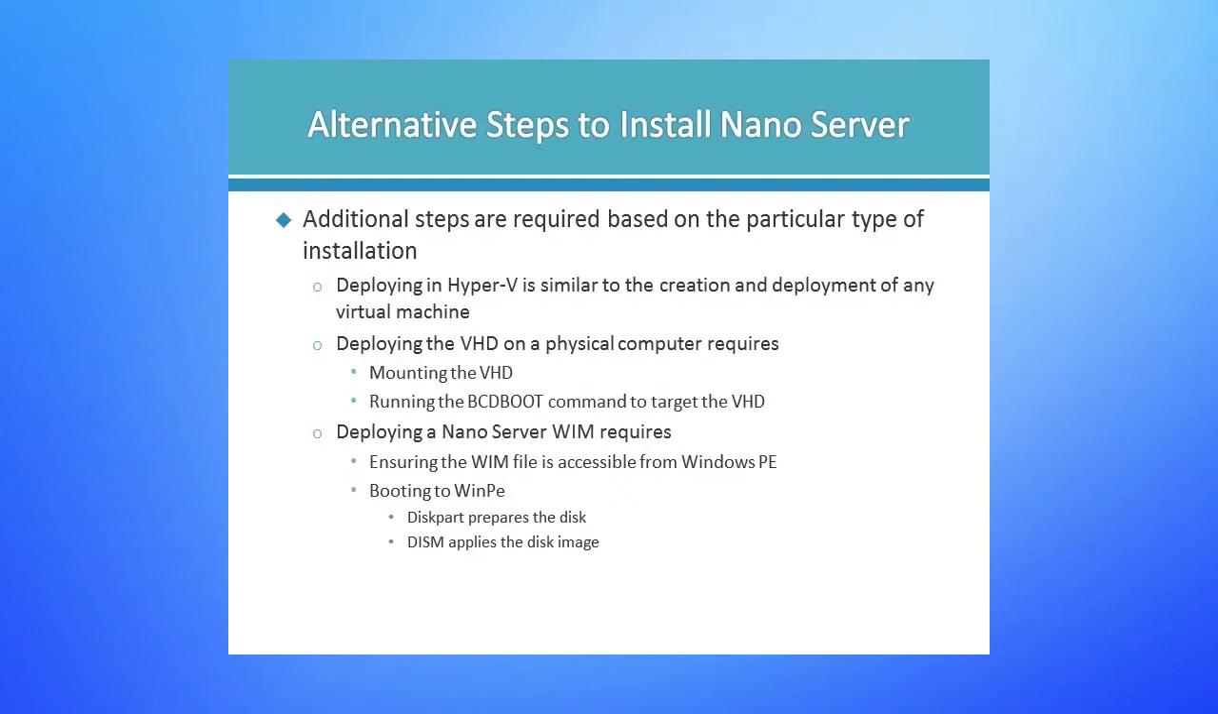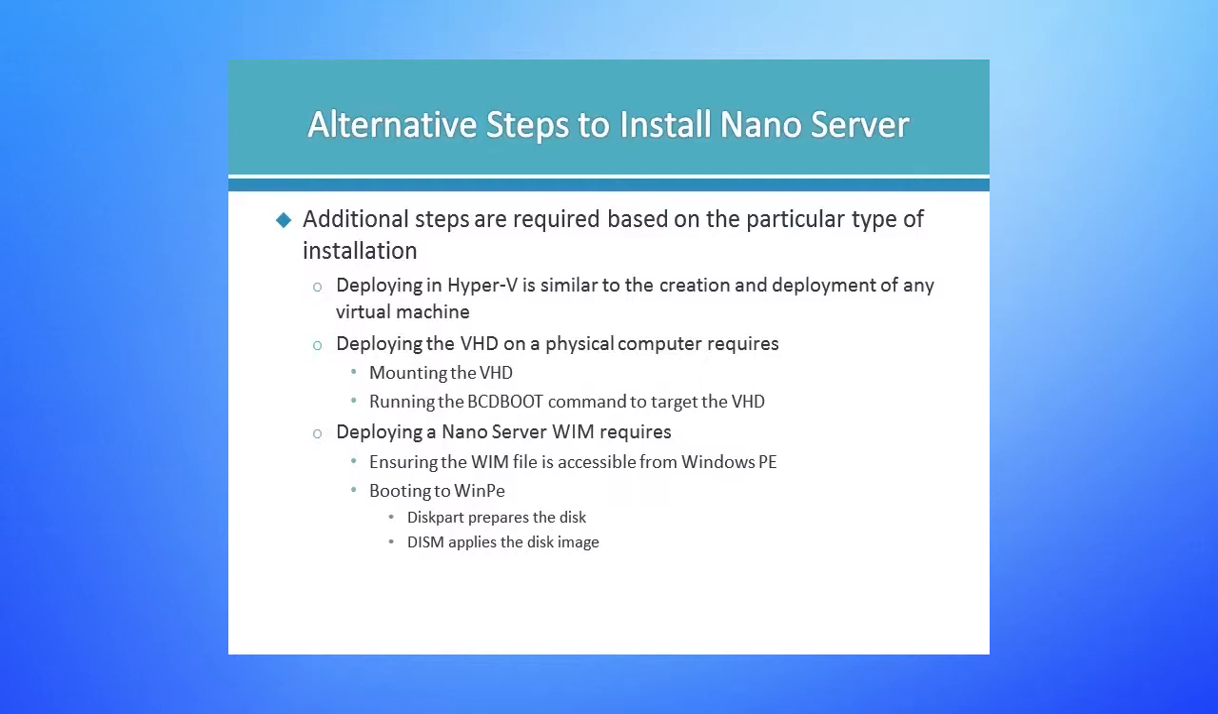Before we do that, let's talk about some of the additional steps that are required based on the particular type of installation. So there are 3 different options for installation: WIM files, VHD through native boot, or VHD within Hyper-V. The steps to actually creating the image are virtually identical regardless of which one of these options is chosen. However, beyond creating the image, this is where it would vary.